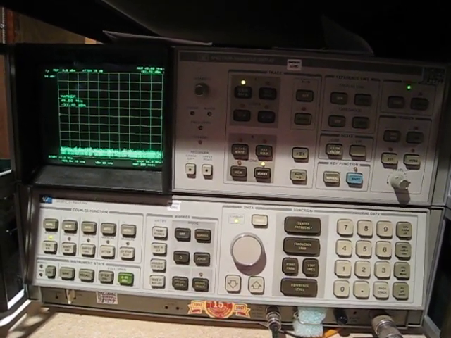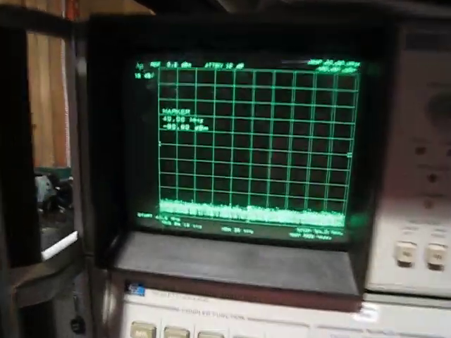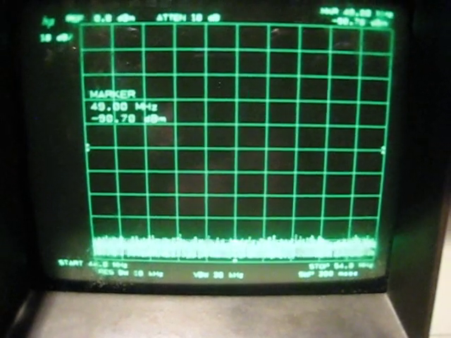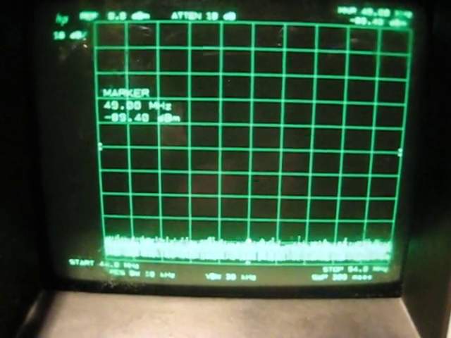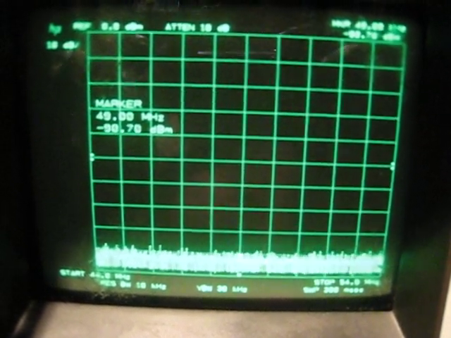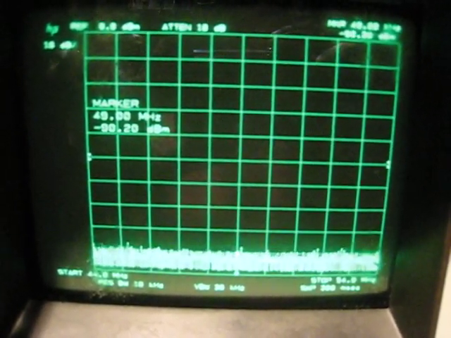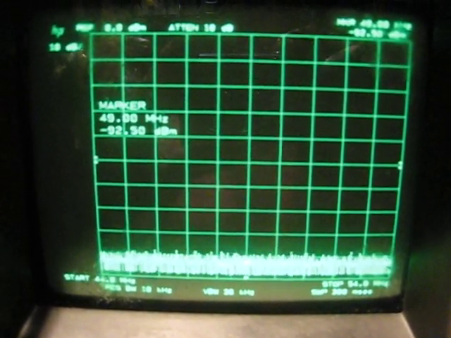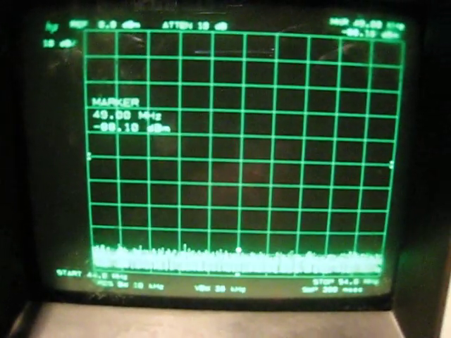And right now, as a close-up of the screen, we'll see that we're tuned to 49 megahertz. We've got a 10 megahertz sweep from 44 to 54 megahertz. 49 megahertz is the center frequency, and there is no signal. All we're looking at is the noise floor of the analyzer. Now we're going to look at our signal source.